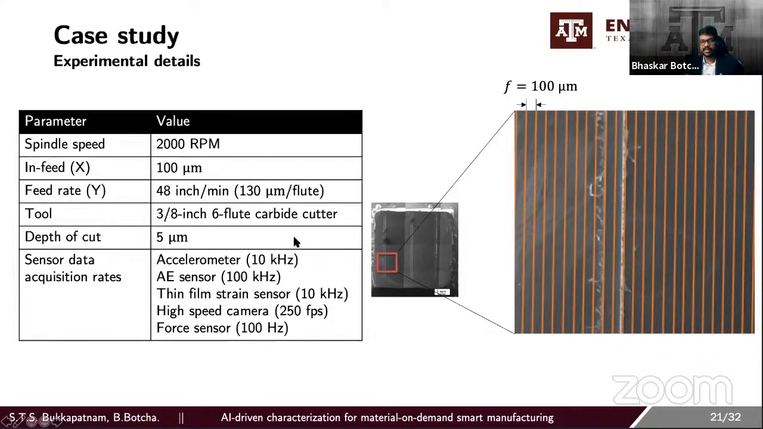During these cutting operations, we collect all these 5 sensor data: accelerometer at 10 kilohertz, acoustic at 100 kilohertz, and a thin film strain sensor at 10 kilohertz. We have a high-speed camera which is running constantly at 250 frames per second, and a force sensor which is collecting data at 100 hertz.